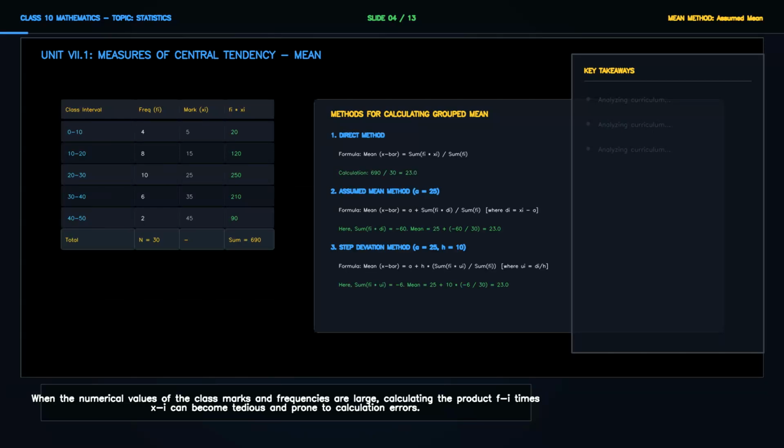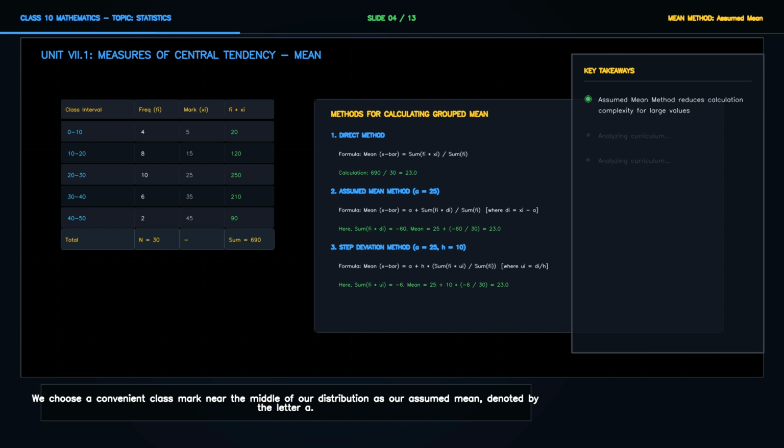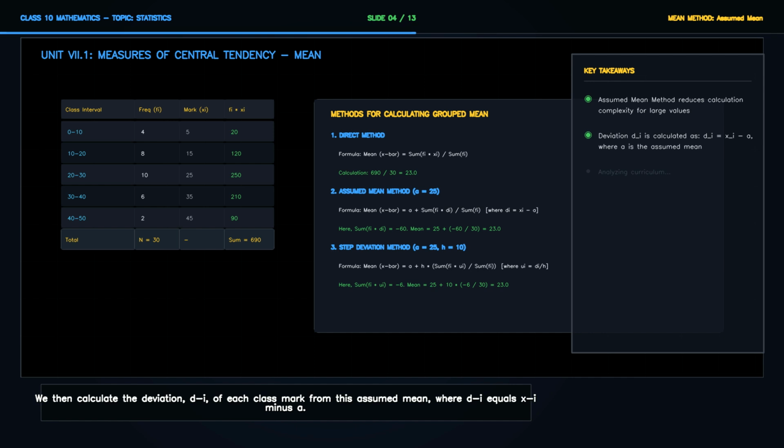When the numerical values of the class marks and frequencies are large, calculating the product fi times xi can become tedious and prone to calculation errors. To simplify this, we introduce the assumed mean method. We choose a convenient class mark near the middle of our distribution as our assumed mean, denoted by the letter A. We then calculate the deviation, di, of each class mark from this assumed mean, where di equals xi minus A. Since deviations are much smaller numbers than class marks, multiplying fi times di is significantly easier.